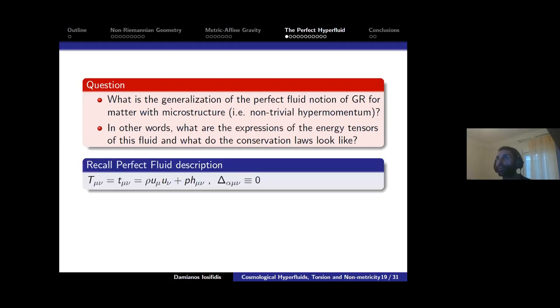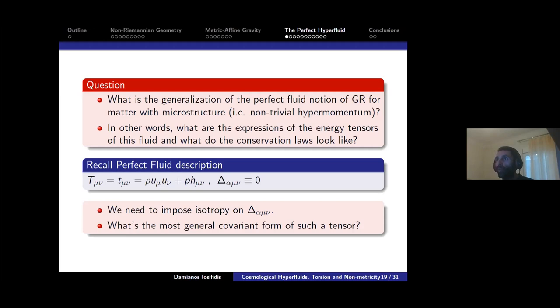So let's recall the perfect fluid description. We have an energy-momentum tensor, which is the same as the canonical one, and it has the perfect fluid form, with rho and p being the fluid's density and pressure. The hypermomentum is identically vanishing because the connection is not independent from the metric, so there is no variation with respect to the connection. So now we want to generalize this to allow for a non-vanishing hypermomentum and to find the most general form of this hypermomentum tensor that respects spatial isotropy.